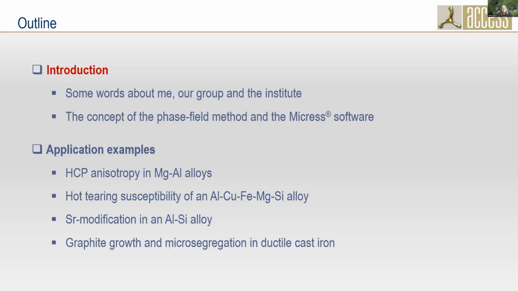But first, let me give you the outline. I will start with an introduction, giving some words about me, our group, and the institute. And then I give a short introduction to the phase field method and the MICRESS software, which we develop in our group. And then I come to application examples showing some application to different alloys like magnesium, aluminium, and ductile.